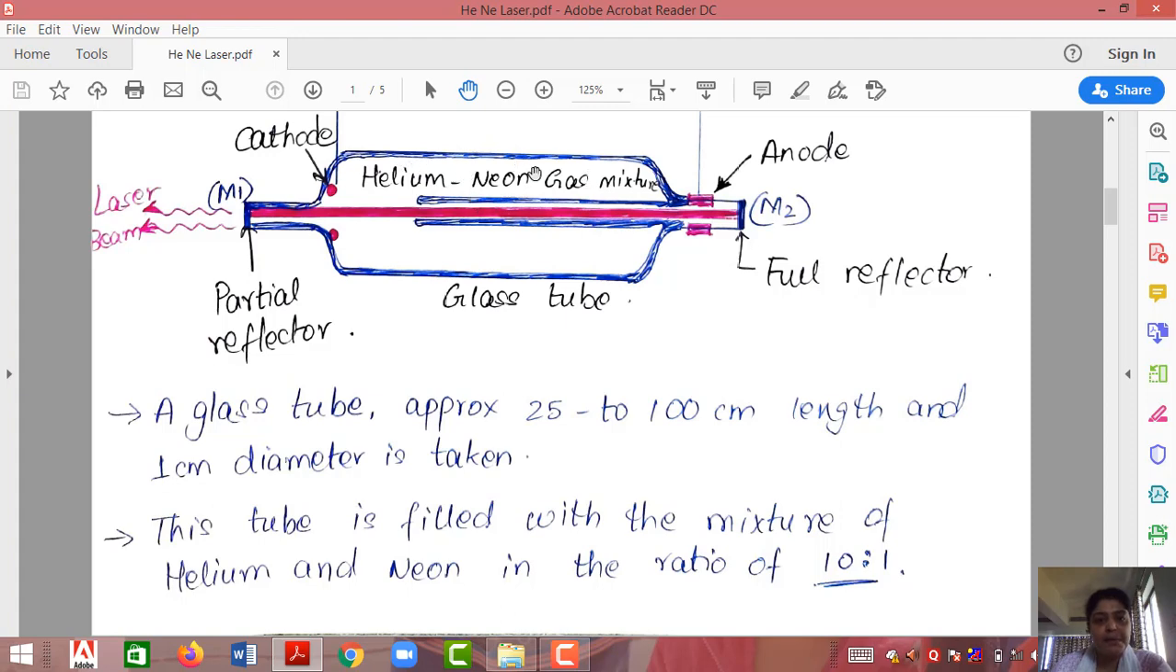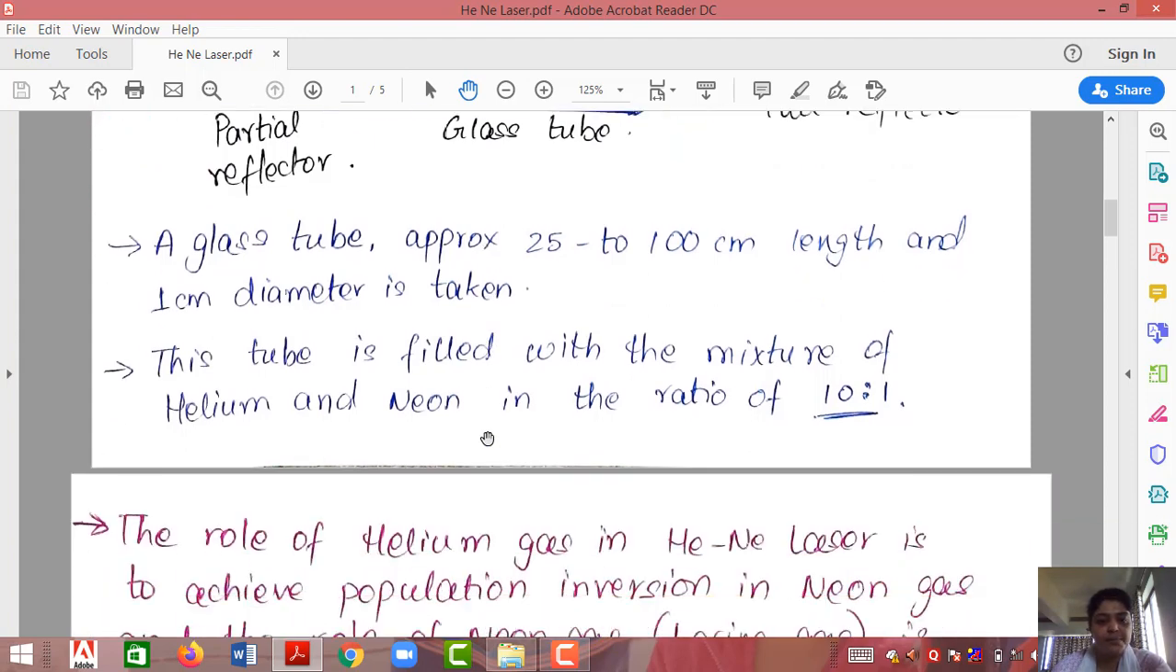In this combination of helium and neon, helium is the gas which gets excited first. So this is known as the excitation gas and neon is known as the lasing gas. Lasing gas means this is the gas which is responsible for the photons or the laser light. So if mass of helium is less than that of neon, what actually happens when you pass the DC current through it, the helium atoms get excited first, which in turn excite the neon atoms.